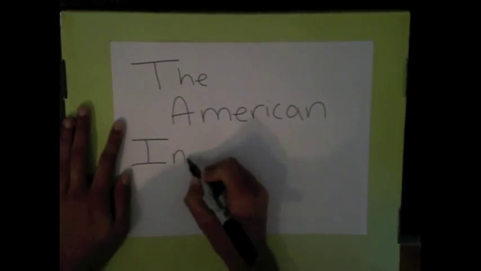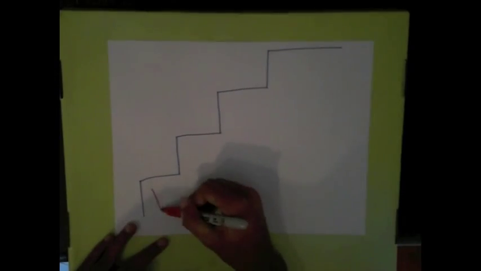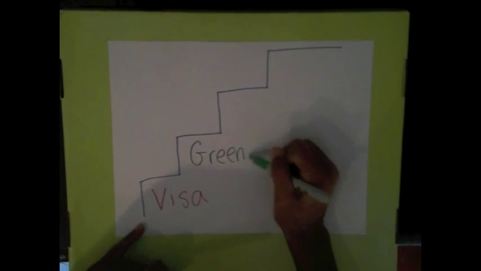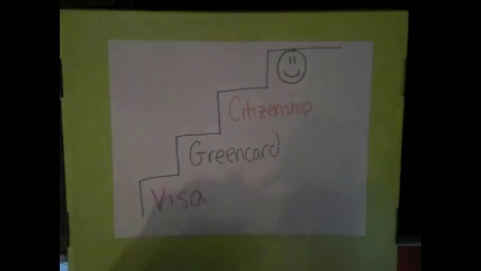Let's talk about the American immigration process. Essentially, there are a few steps in the entire process. You get your visa, you get your green card, you apply to be a citizen, and then you're done. Well, that sounds simple, right?